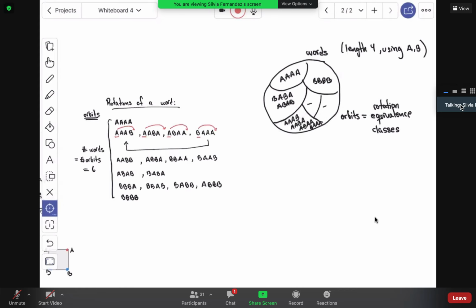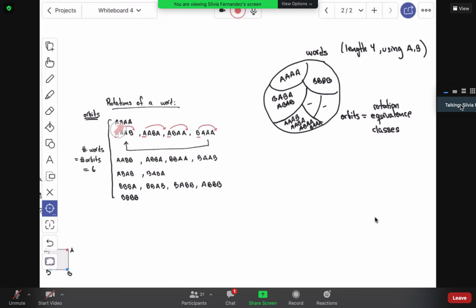And so that has to do with the symmetries. In this case, this has to do with the symmetries of the square, with the rotational symmetries of the square. And in terms of words, it has to do with the length of the orbit. The length of the orbit always divides the length of the word.